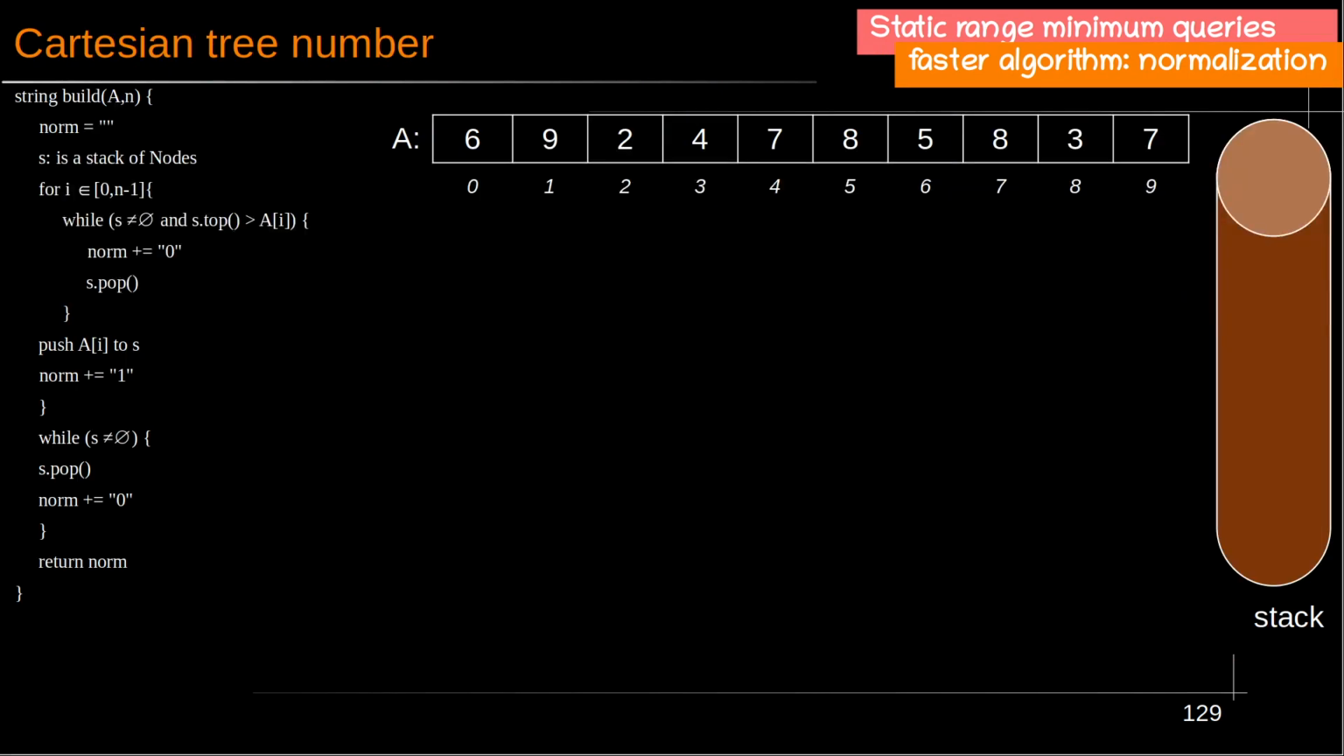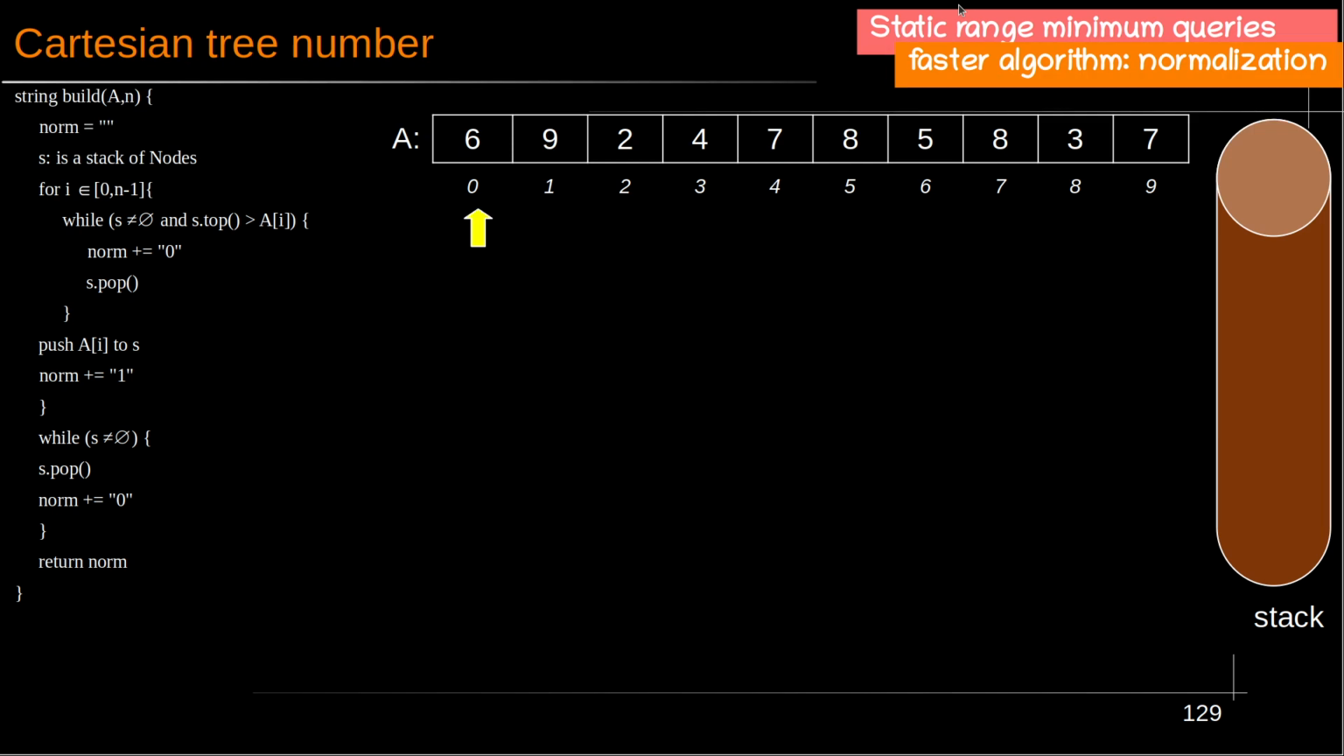Let's take an example here. As you see, the algorithm is changed. We use the stack, and we have a string called norm, empty at the first moment. When we pop, we put 0 in that string, and when we push an element to the stack, we add 1. At the end we pop everything and we add 0 to the binary string. Let's run this example very quickly.